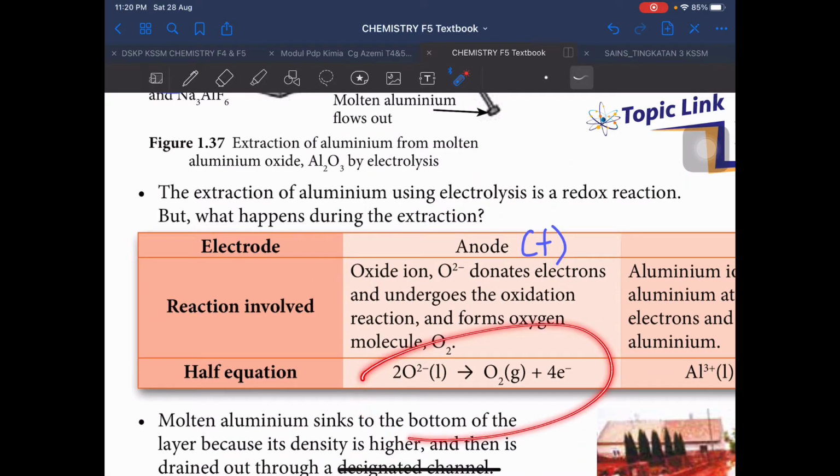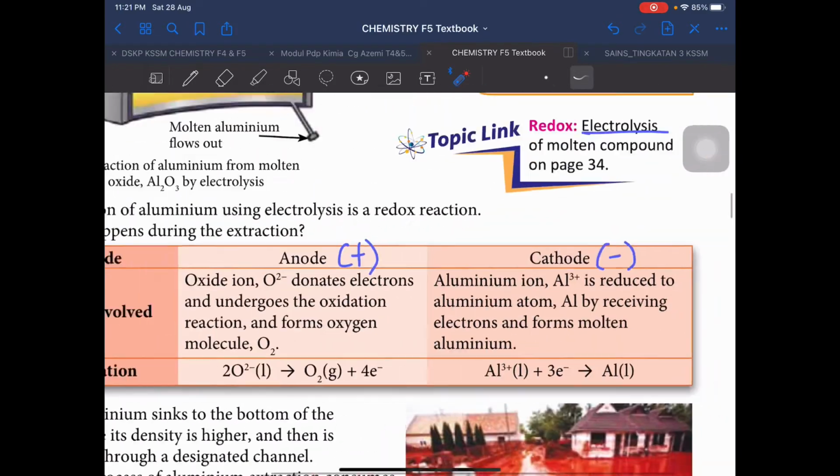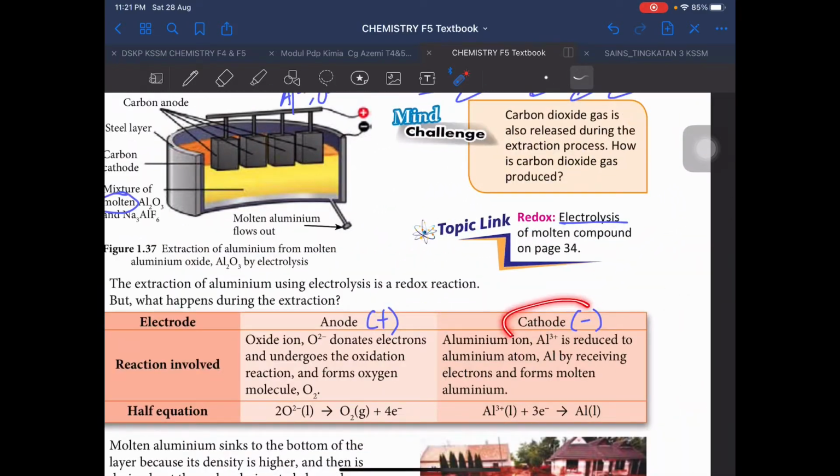So, let us look at this one. Balance the chemical equation. There are two O here. Oxygen is indeed two, right? So, you put 2 here, because the O here is on its own, two. This is the charge. So, 2 times 2 is negative 4. Balance here, it will become 4 electrons also. That is at the anode.